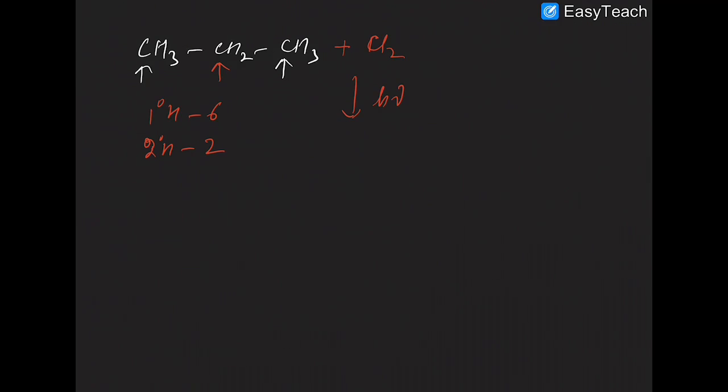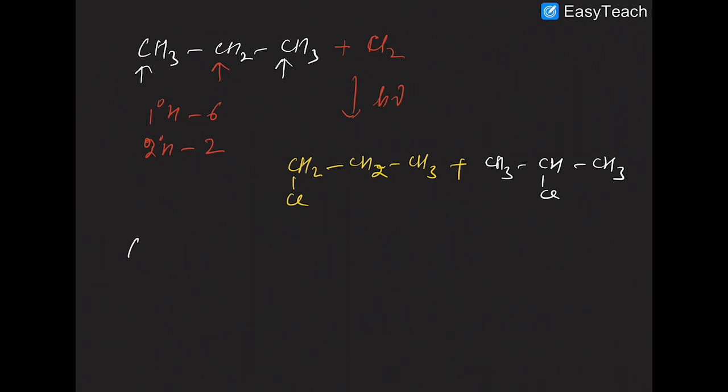One of the products is 1-chloropropane. The second product can be 2-chloropropane. So what is the ratio of these two products?